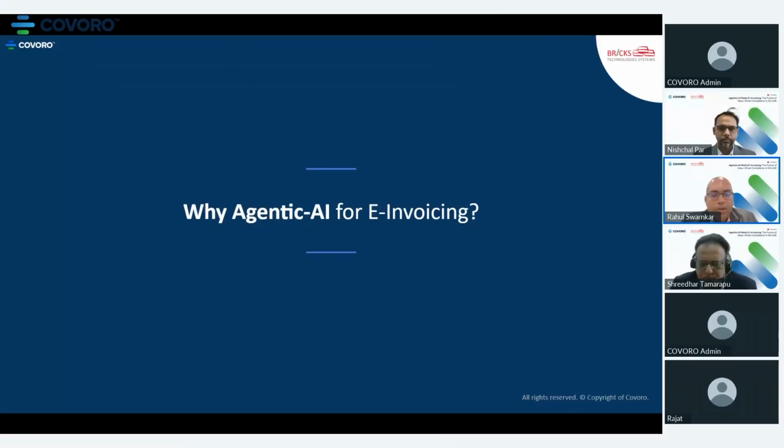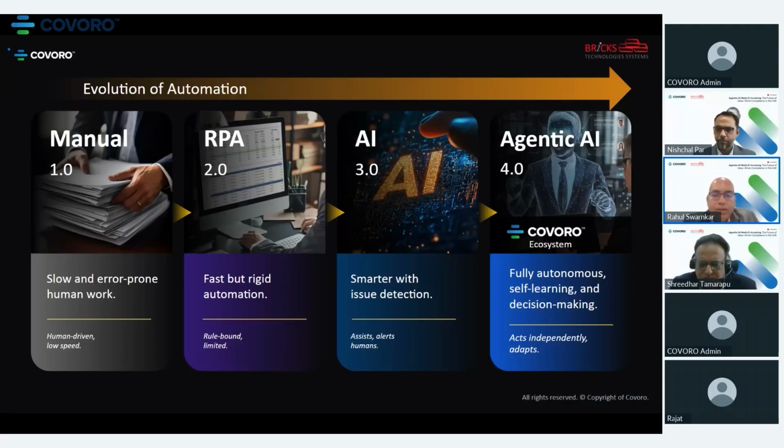Having seen the product demo, let's understand the most critical part: why agentic AI for invoicing? For that, first, let's understand the evolution of automation. Typically there are 4 stages of the evolution, from manual work, then came RPA, then AI. Even AI has seen different evolutions. Right now there's ChatGPT and all, which is LLM-based AI, and now we are into 4.0, the agentic AI based evolution.